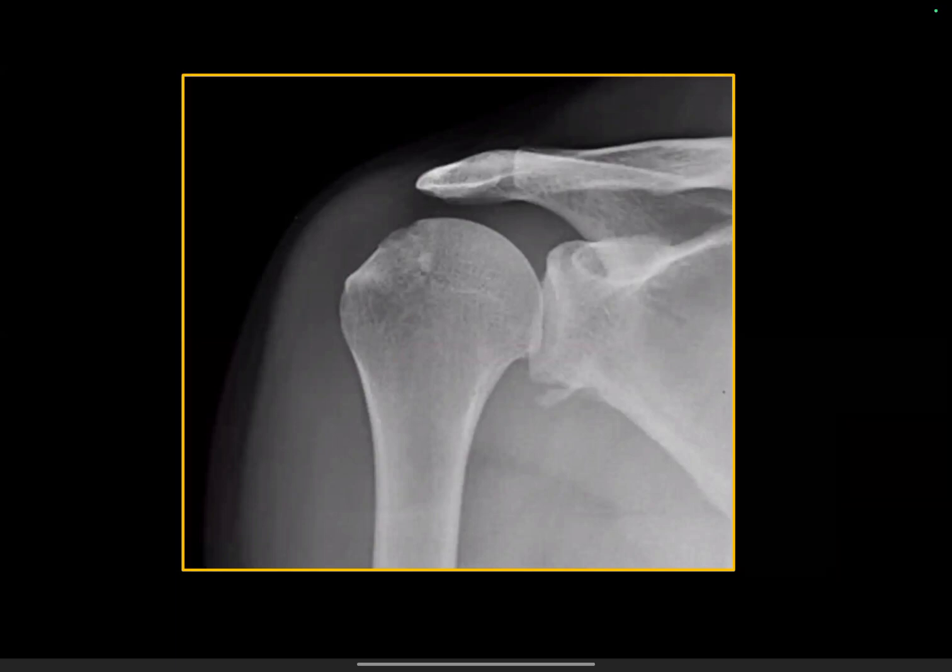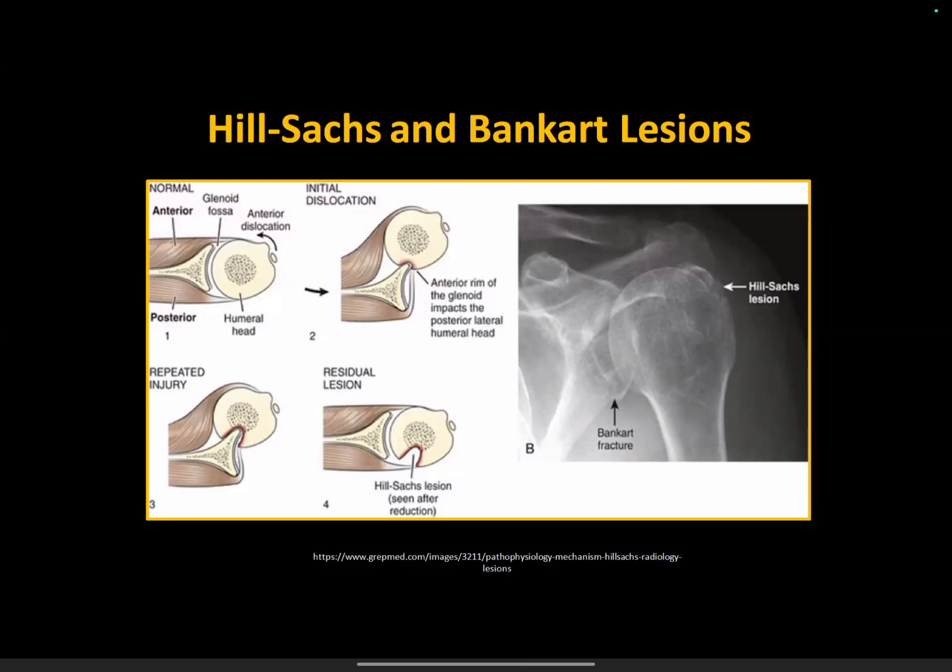As we said, usually these injuries happen in association with other injury. For example, if I had posterior lateral impaction of the proximal humeral head, then we're dealing with a Hill-Sachs fracture. If I had a fracture or bone injury involving the anterior inferior aspect of the glenoid, then we're dealing with a Bankart fracture. And again, these happen in association with anterior shoulder dislocation.